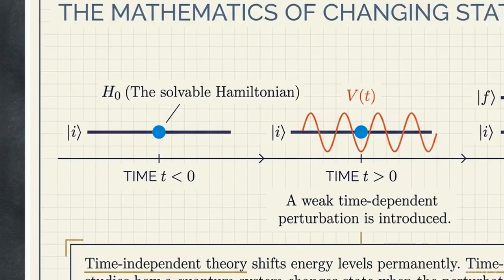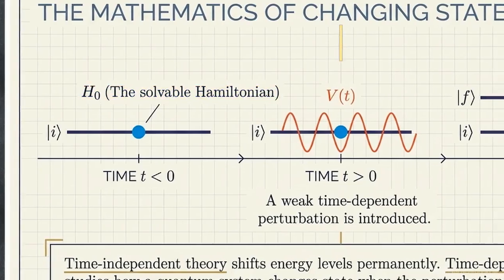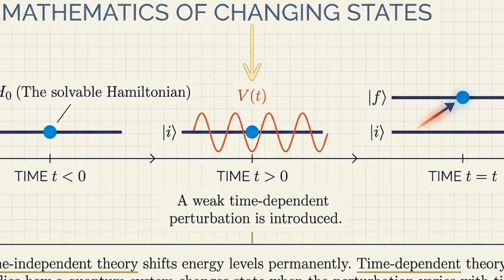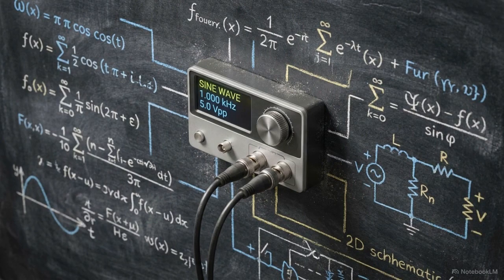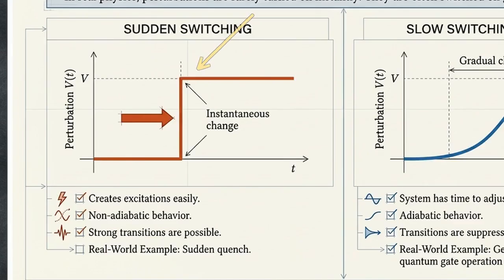When we apply disturbances as a direct function of time, we take a solvable base Hamiltonian and add a weak time-dependent perturbation, denoted as V of t. In real-world physics, the rate at which this perturbation is switched on dictates the final state of the system. In a sudden switching regime, a change is applied instantly. The system cannot adjust, forcing immediate excitations into higher states.